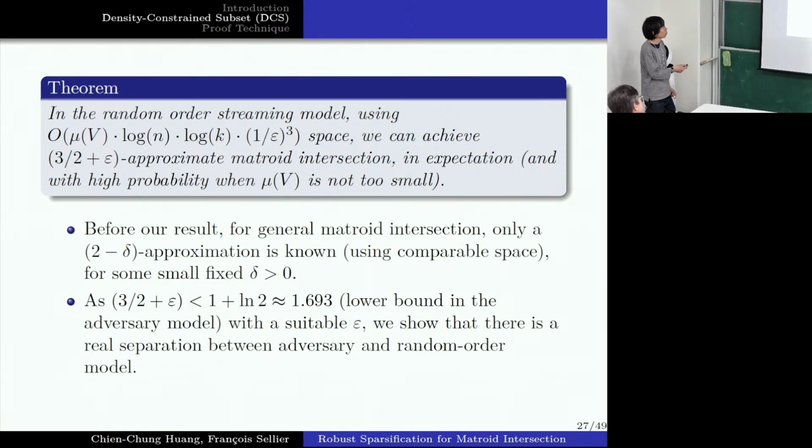Okay, and then before our result, people can only do like 2 minus epsilon, 2 minus delta approximation. And then, again, this is the lower bound in the adversary model. So we show that there is also a difference between the adversary model and the random order model in the matroid intersection setting.